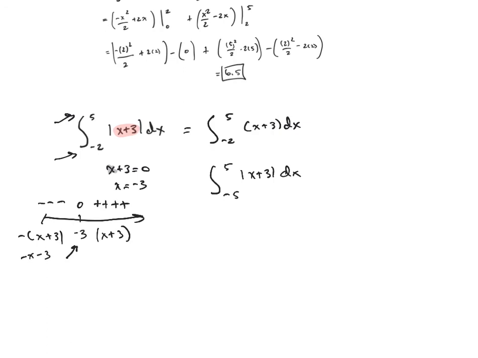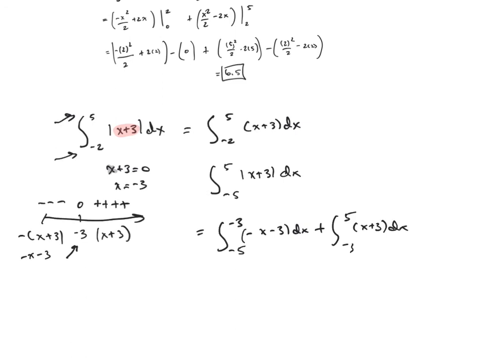So what would I have to do if this was the integral from negative 5 to 5? I'd have to break it up into two places. I'd have to do from negative 5 to negative 3 of the opposite function, which was negative x minus 3 dx. And then I'd have to do from negative 3 to 5, the remainder of the time, since that's where it's always positive, of the original function, which would just be x plus 3 dx. So this is how I would break it up.